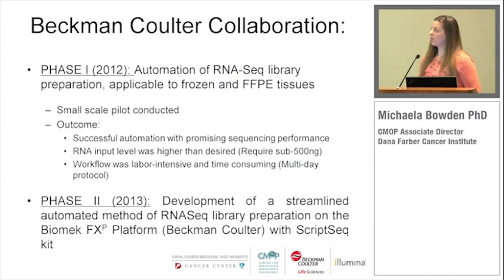Okay, so now onto the Beckman Coulter collaboration. We actually did a phase 1 study, which we completed in 2002, which was just to start the idea of, if we wanted to automate RNA-Seq library prep for frozen or FFPE tissues, what would that look like? And so the small pilot study we conducted was pretty successful. We basically used a small cohort of samples where we had tumor normal for 3 sets of patients. And then we used about a 500 nanogram input level, which at the time we were happy to use, but since then, we've obviously moved down.